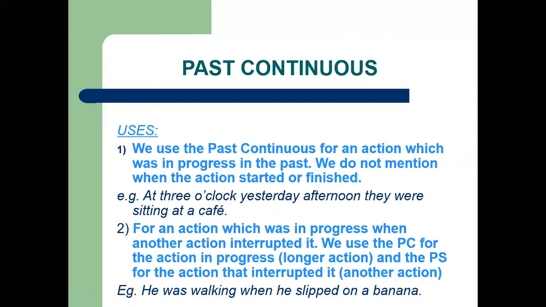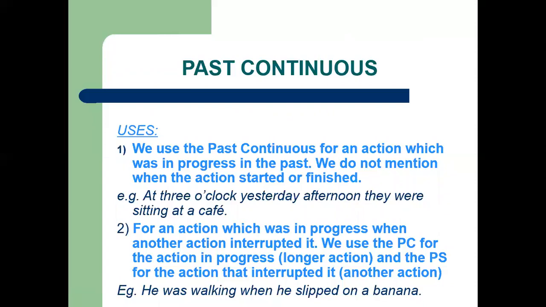Okay, what about the past continuous? The past continuous is used for an action that was in progress in the past, not necessarily interrupted, but we focus on the middle of the action. At 3 o'clock yesterday afternoon, they were sitting at a cafe. When did they start drinking coffee, or when did they meet? We don't care. The important thing is that at 3 o'clock, they were sitting there.